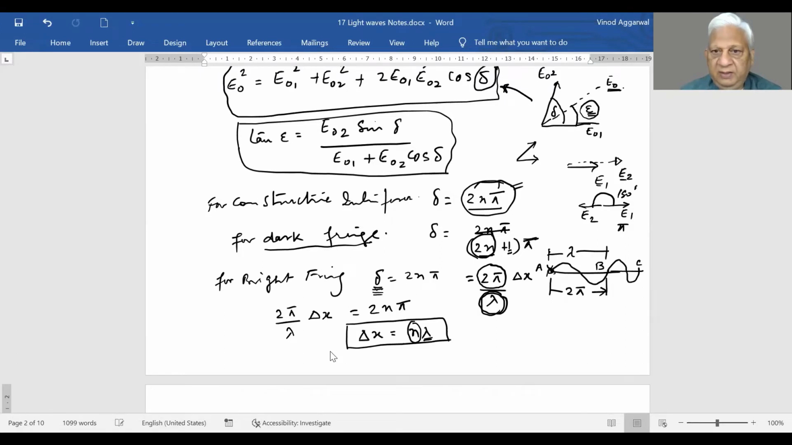phase difference between A and B is 0, or B is in phase with A, and if we travel another cycle, then point C will be in phase with B, which means that if we travel multiples of lambda, the phase difference will actually be 0, and this will be the condition for constructive interference, resulting in a bright fringe.